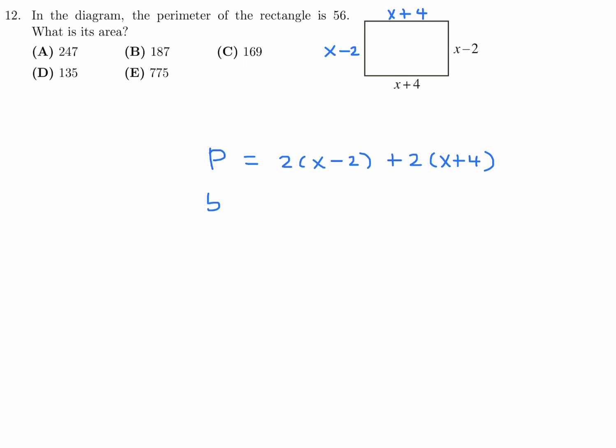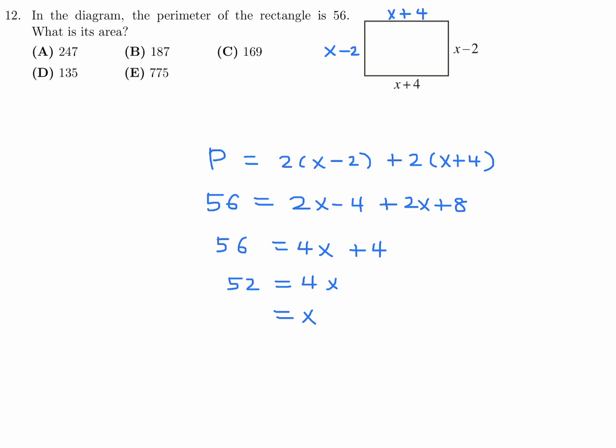And they tell you that perimeter is 56. So this gives me, expanding, 2x minus 4 plus 2x plus 8. And collecting like terms, this will be 56 is equal to 4x plus 4. Therefore, 4x is equal to 52. And therefore, x is equal to 13.